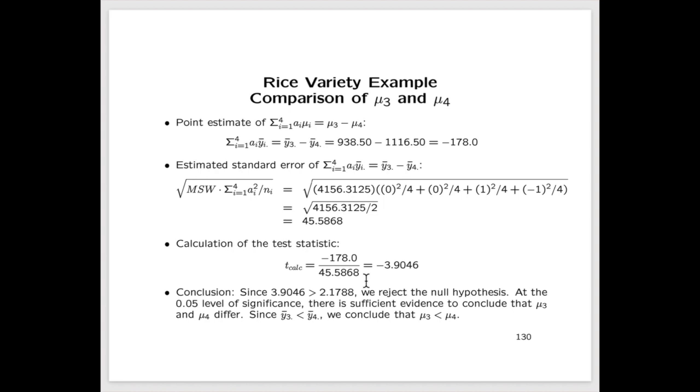And so at the 0.05 level of significance, we conclude that there is sufficient evidence to conclude that mu3 and mu4 differ. Since y bar 3 dot is less than y bar 4 dot, we conclude that mu3 is less than mu4.